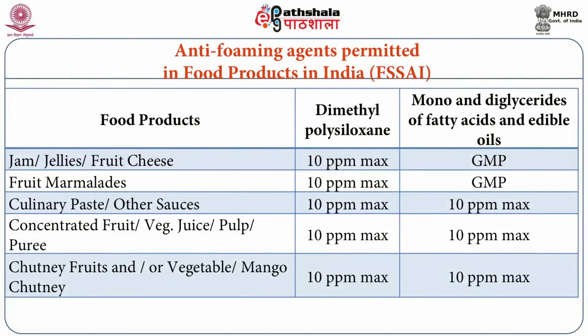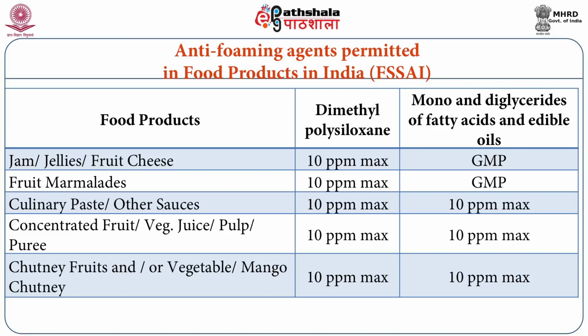Now, this table shows the important anti-foaming agents permitted in food products in India according to the Food Safety and Standards Authority of India. Ingredients like dimethyl polysiloxane and mono and diglycerides of fatty acids and edible oils are applicable in certain food products. The maximum use of these anti-foaming agents is restricted to only 10 ppm.